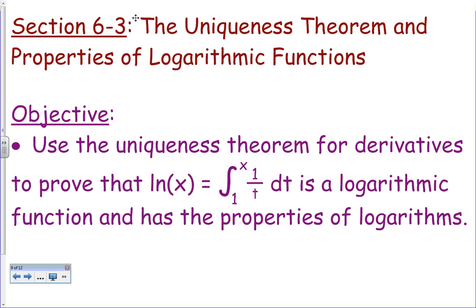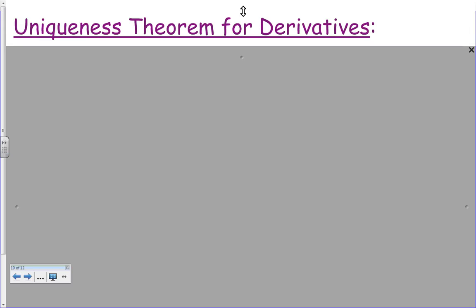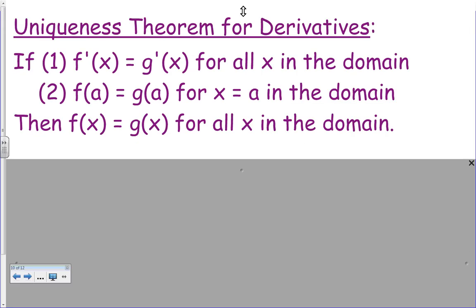In fact, let's start out with the uniqueness theorem. Here is the uniqueness theorem for derivatives. And we're going to use this to prove that this ln of x function has all of the properties of being a logarithm. And then we'll also use it to prove that, in fact, the ln of x function is the natural log function, that is the log base e function that we know. All right, so the uniqueness theorem for derivatives states the following.